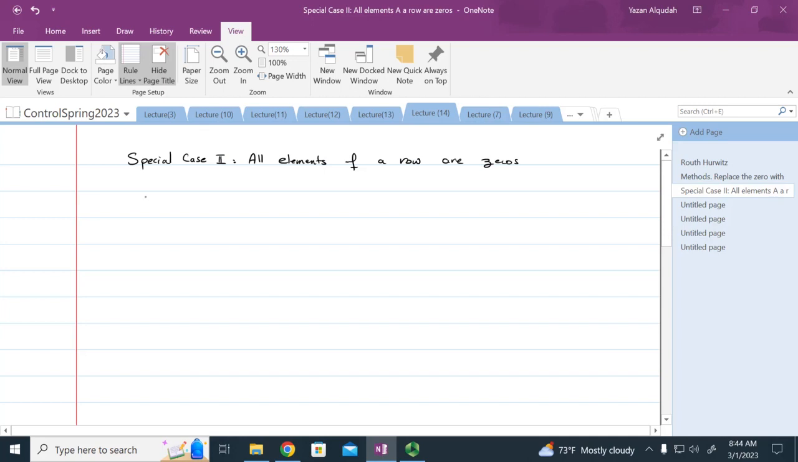Okay. So let's look at an example, which is the example we just done. S cubed plus s squared plus 2s plus 2.